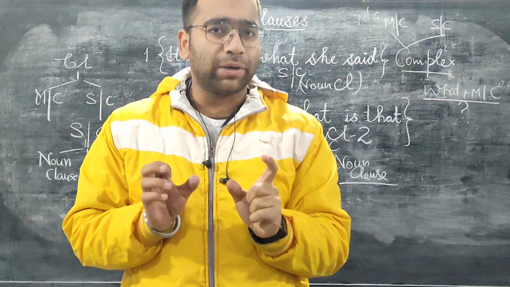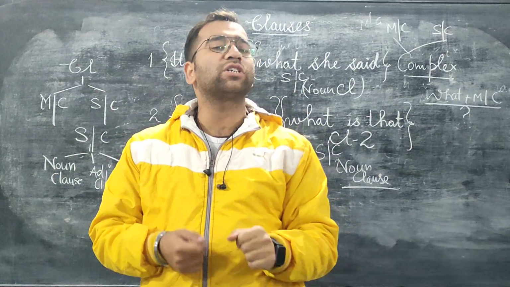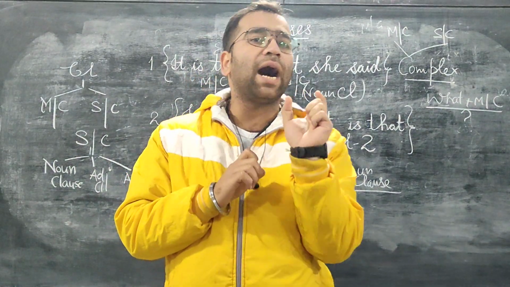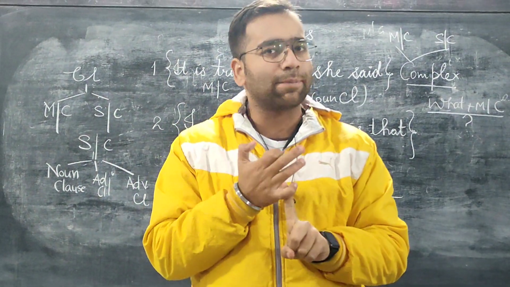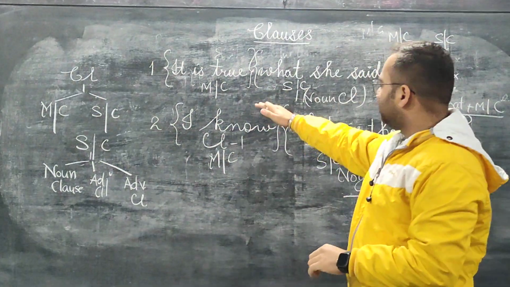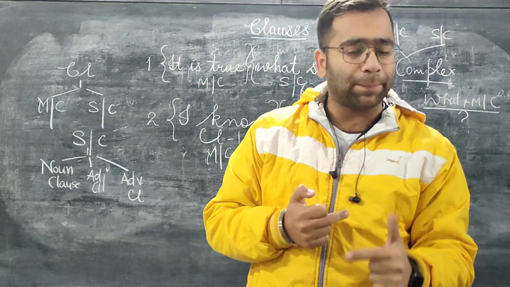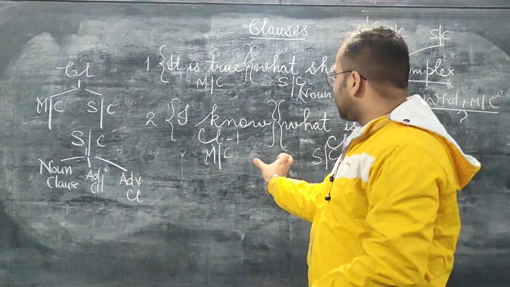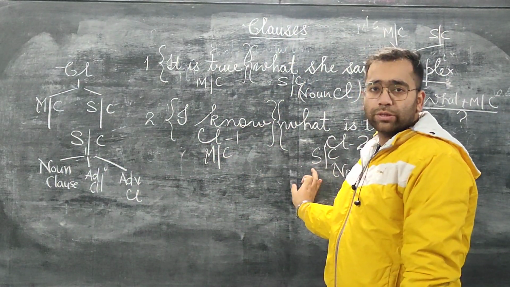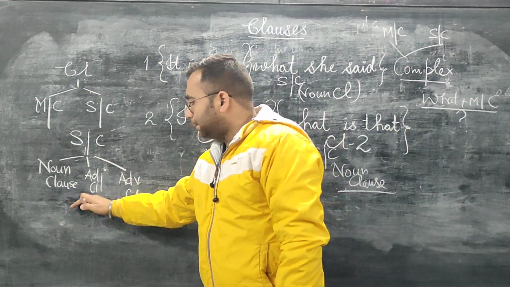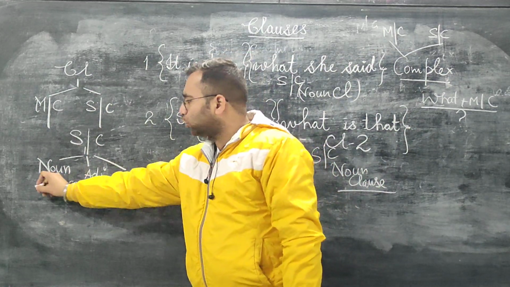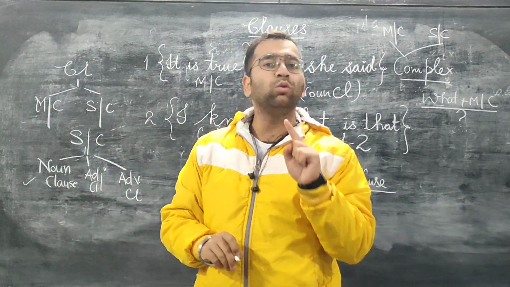Now, in the paper, in the exam, how will this question be asked? You will be asked to find out the main and subordinating clause. This is the first step which I have taught you. The second thing which you can be asked in the paper is, tell me the kind of subordinating clause. Means you have to name it. Just now I have taught you how to find out a noun clause.